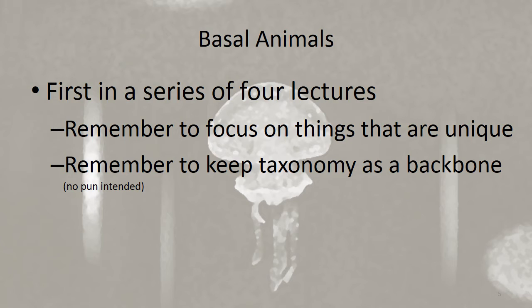So this is the first lecture you have in a series of 4 lectures on Kingdom Animalia. Remember to focus on things that are unique, and I will try to distinguish those as much as I can. Also, remember to keep taxonomic categories as the backbone. When you go through the animals, you should be able to identify phylum and class, and in some cases, in the higher animals, we'll even do a couple of the orders, genus, and species. So when I give you taxonomy, make sure that you understand each of the categories.